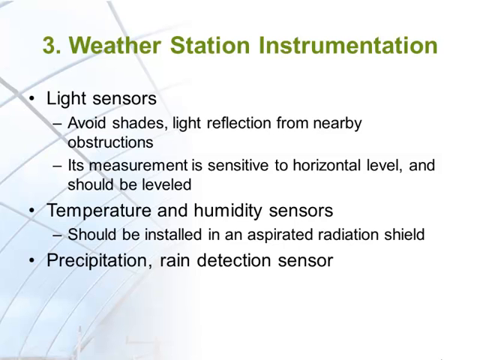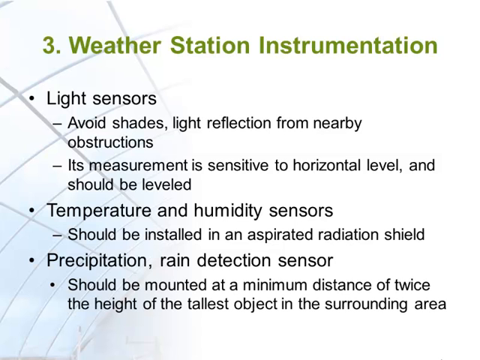Many factors such as buildings and trees and wind can affect how much precipitation a rain detector can collect. Proper placement is critical to ensure that rain sensor readings are an accurate representation of the actual amounts that have fallen. A rain gauge should be mounted at a minimum distance of twice the height of the tallest object in the surrounding area.